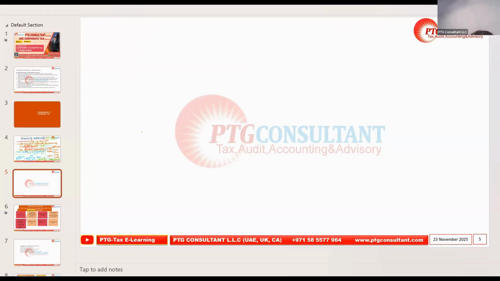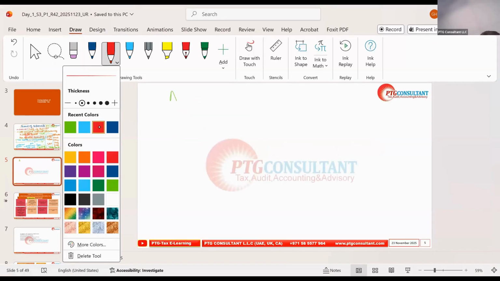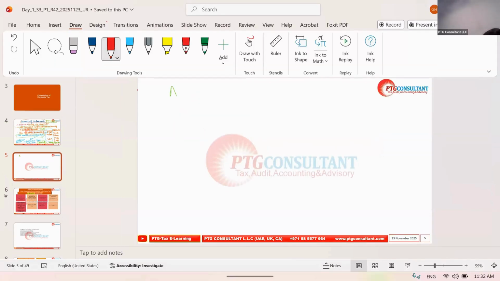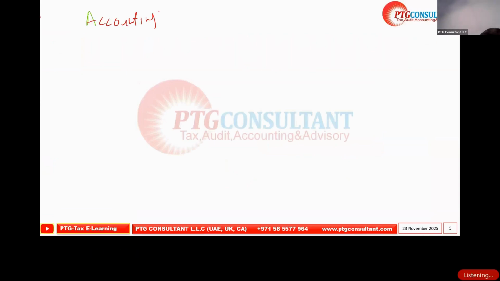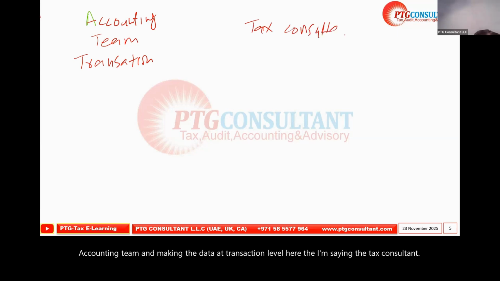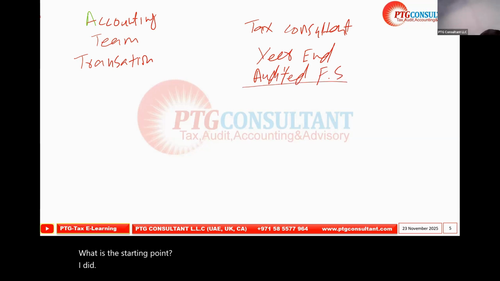What is the starting point that we are going to start with today? Let's assume here the accounting team is making the data at transaction level. Here I'm saying the tax consultant, at year end. What is the starting point? The audited financial statement. The tax consultant will start his work from the audited financial statement.